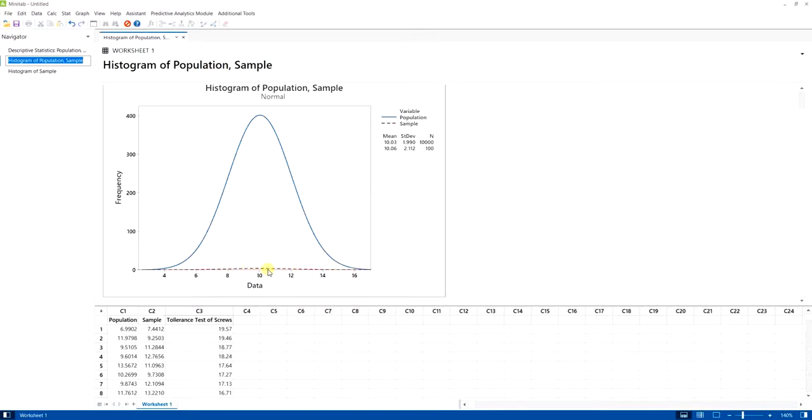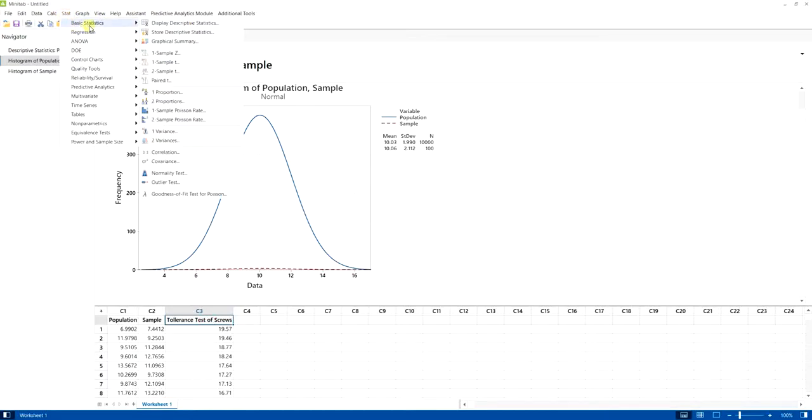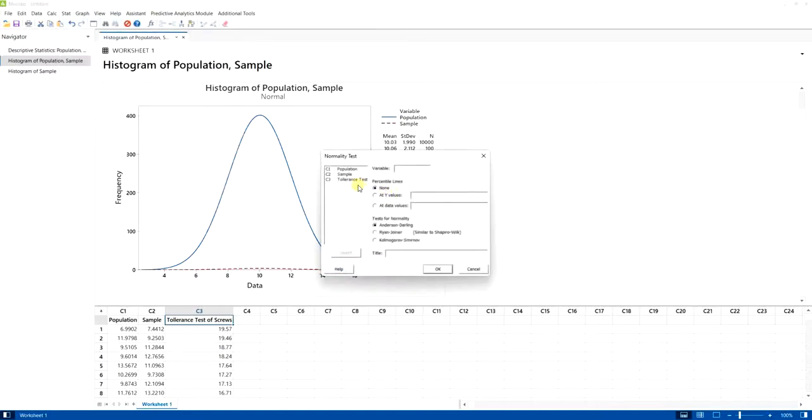So even by checking the numbers, it's very difficult to say whether this is coming from the same population or not, and that's exactly what we are trying to do. We will not always have the population data. We will always have the sample data. Checking the sample data, we can only say whether it is coming from a population which is normal or not. So let's try to run this test in Minitab first. I'm going to Stat, then Basic Statistics, and if you go down here, Normality Test. So the tolerance test of screws, we are taking this.